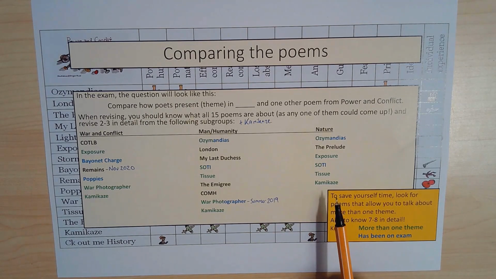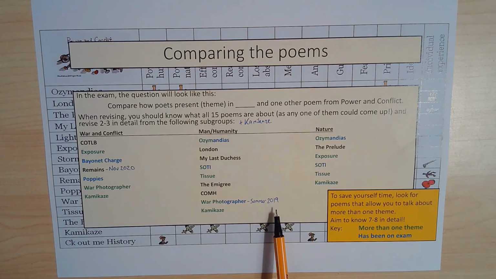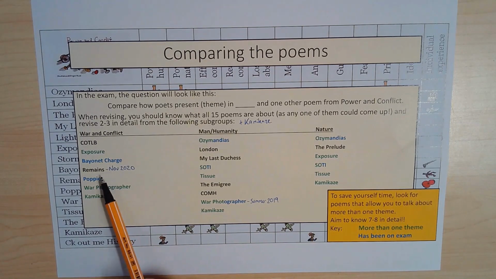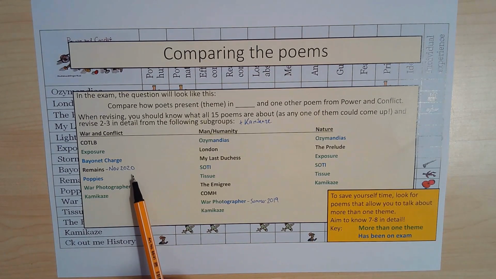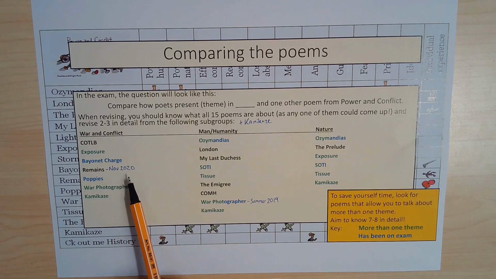And obviously this is why we say do 2 to 3 from each of these groups, because you can then compare that to anything else. You'll notice here I've not written it here for some reason, but War Photographer came up in summer 2019. That's not to say it won't make an appearance in summer 2021. Remains was on the summer exam in 2020, and of course that was carried over to November, so Remains appeared in November 2020. And again, that's not to say it won't appear in 2021. That's happened with Ozymandias in the past. It's come up in consecutive years, but it might give you an idea of which ones.